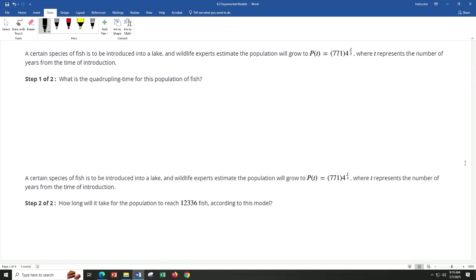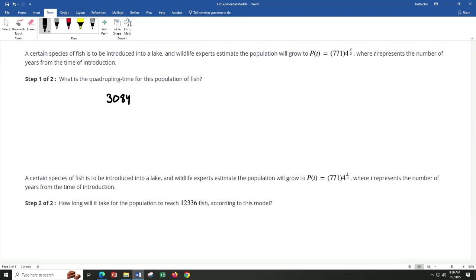What is the quadrupling time for this amount of fish? Well, my initial population is 771, right? I want to know how long it's going to take for those fish to quadruple, which means I'm going to multiply it by 4. I'm going to take that 771 and multiply it by 4. When you do 771 times 4, you end up getting 3,084. I want to know how long it is before I have 3,000 some odd fish.